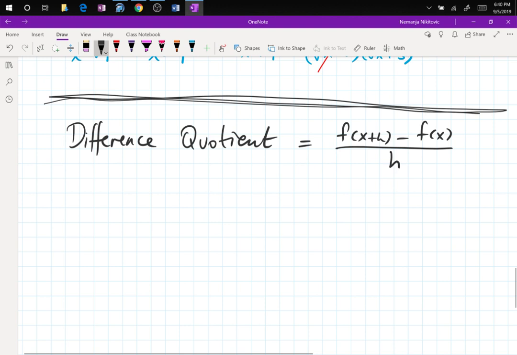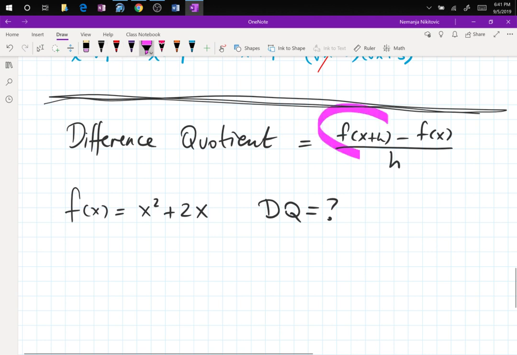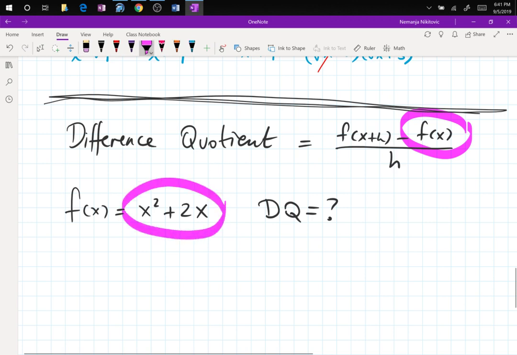So, if I want to create a difference quotient for, let's say, x squared plus 2x, so let's say f of x is equal to x squared plus 2x, what's the difference quotient? DQ stands for difference quotient, not Dairy Queen. So, let's go. I asked you to look at this as three building blocks: 1, 2, 3. f of x is a building block that you already have.